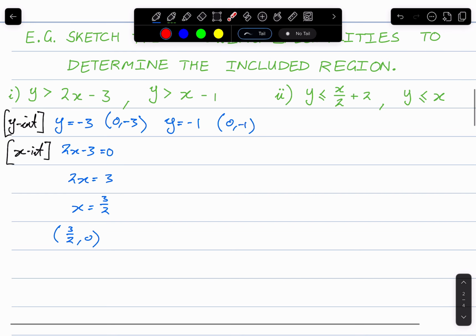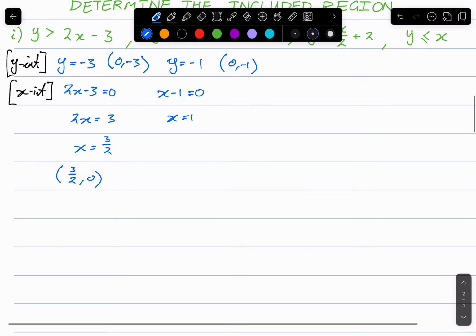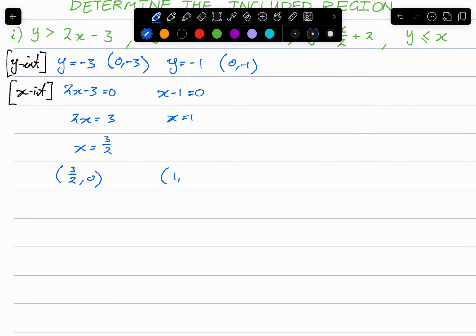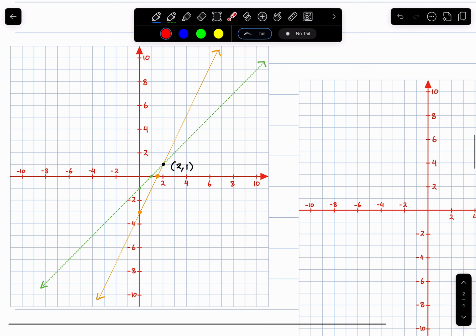As for this one, we're going to also let this equal 0 to find our x-intercept. So x minus 1 equals 0, x equals 1. So our other coordinate is 1, 0. So that's what we have. Let's do this one in green, this one in orange. Now we've done this many times before. We're going to plot these points, draw the lines, and we're going to get something like this.